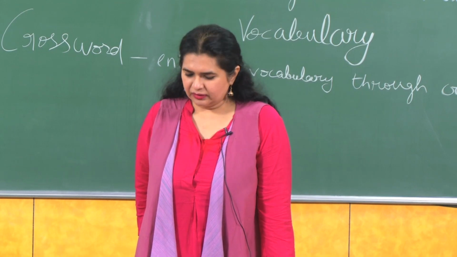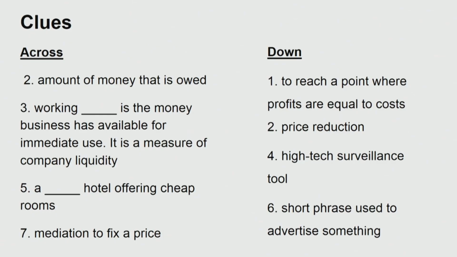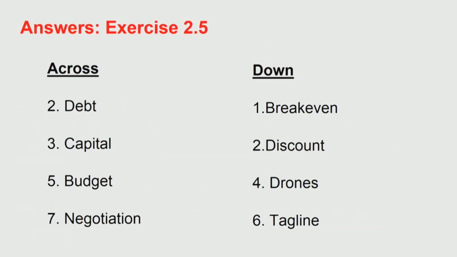Down, to reach a point where profits are equal to costs, 2 price reduction, then number 4 high tech surveillance tool, number 6 short phrase used to advertise something. And these are your answers, because I do not want you to spend too much time on this. This is just an example to show how crosswords can develop your vocabulary.